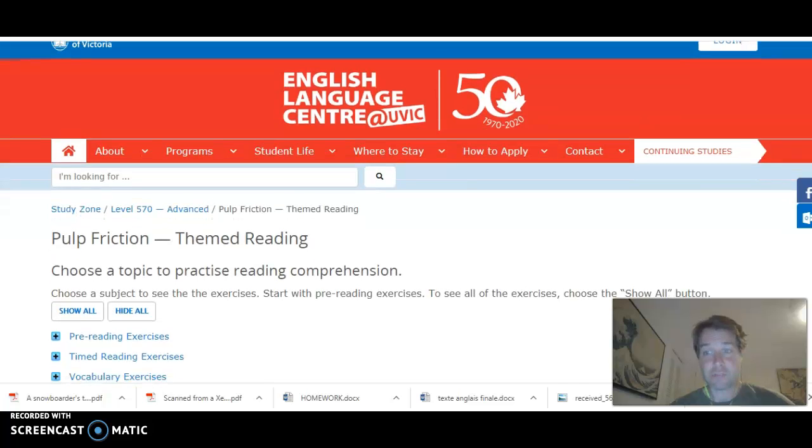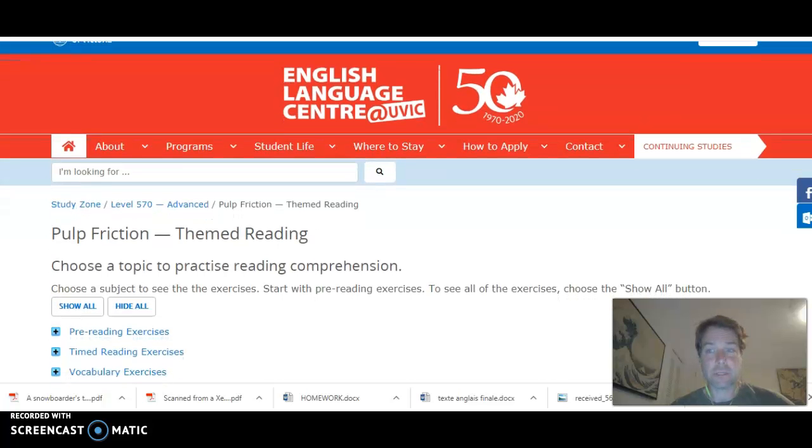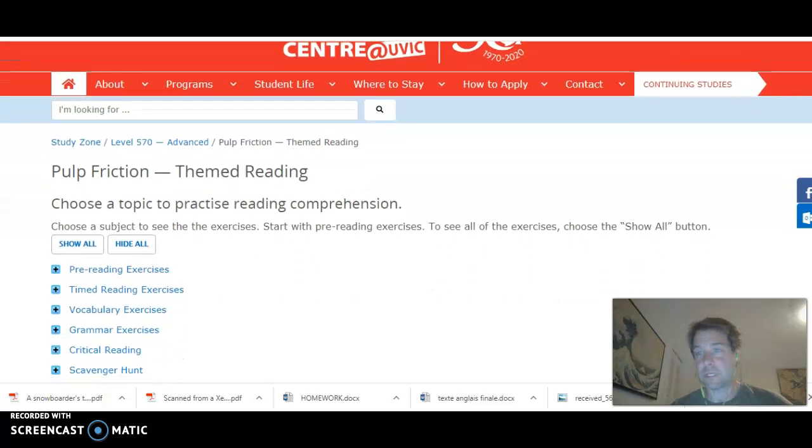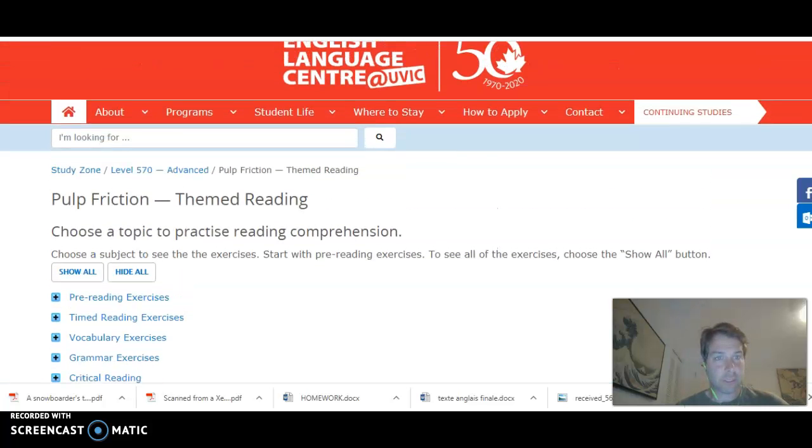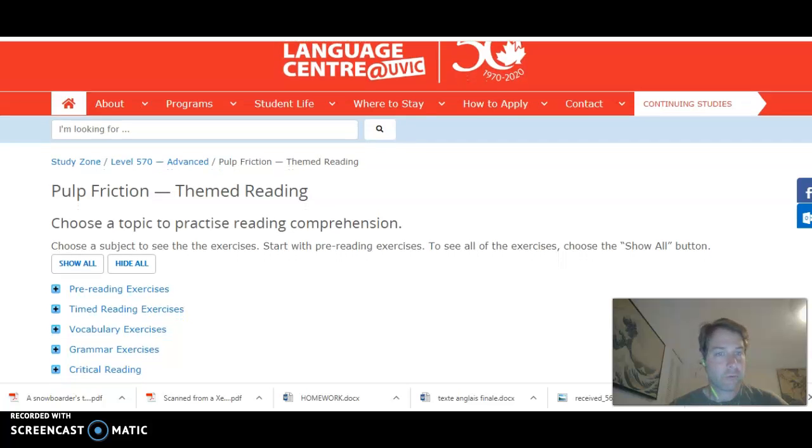I think it's really interesting. It's the same site you worked on last week, but it's something different. Last week we focused more on grammar. So this one here, it's about a themed reading. So it's about a theme. So it talks about pulp, the exploitation of pulp to create paper and stuff like this from wood.